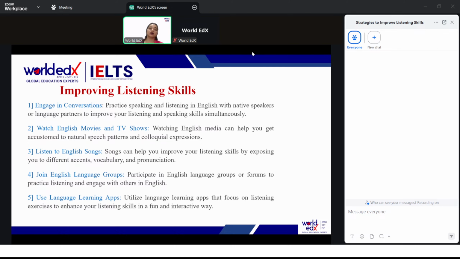The next is, listen to English songs. Try to listen to English songs to understand the accent, their pronunciation, their vocabulary, and quite frequently, a lot of English songs use very good vocabulary, so you can learn the vocabulary from that as well while enjoying the song. The next is join an English language group, because you have to participate in speaking English.